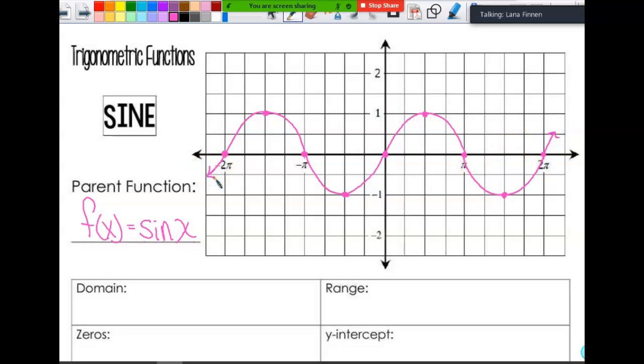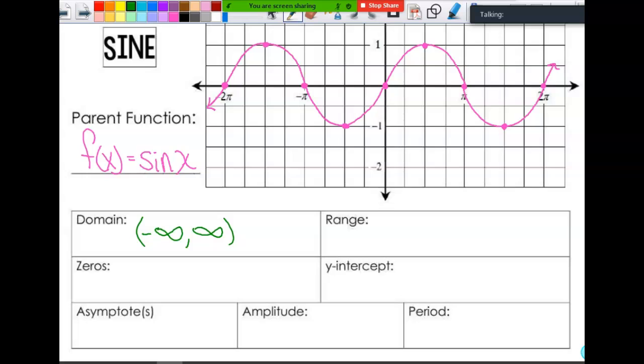That's your parent function for sine. Okay, everybody good so far? All right. What is the domain of this sine function? Negative infinity to infinity. What's my range? -1 to 1. Yes. Okay. All right, zeros.